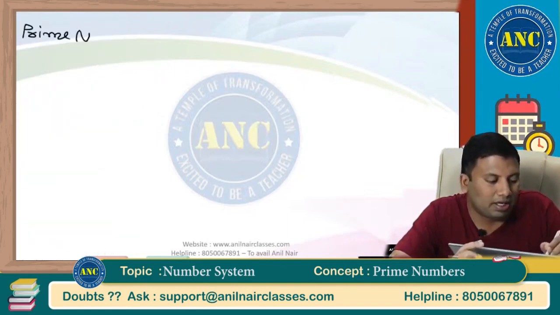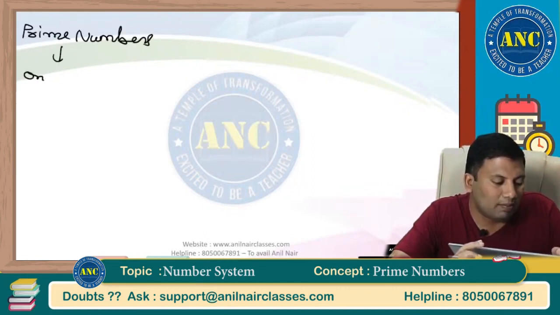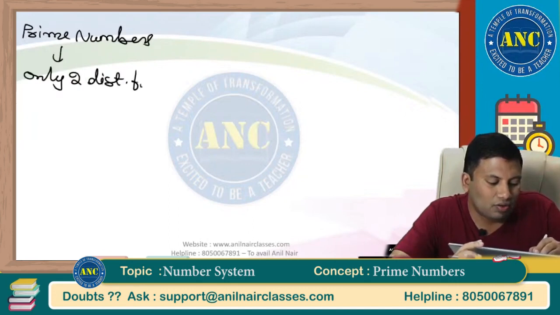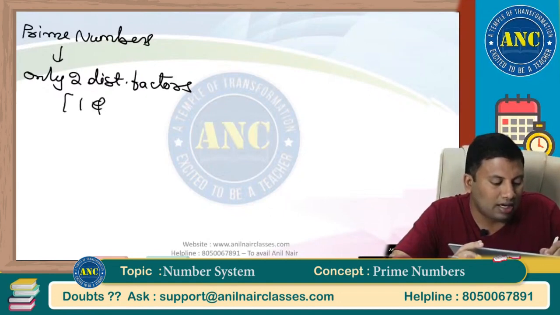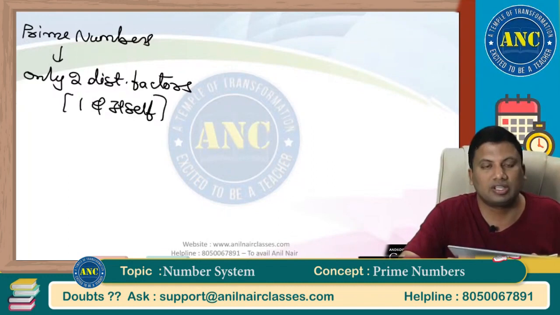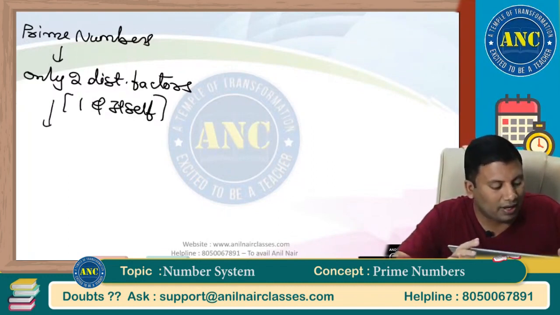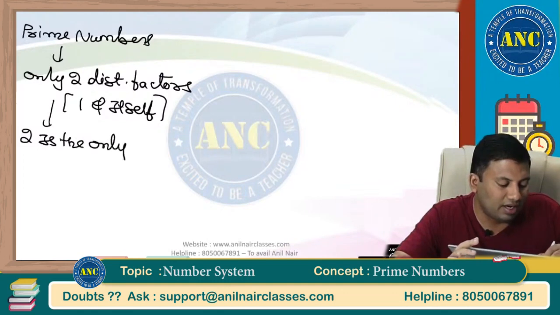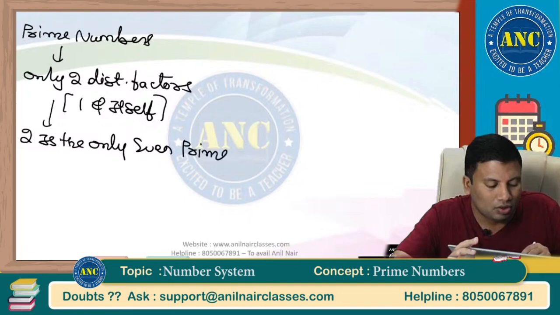What are the important key points that we discussed? A prime number is a natural number which has only 2 distinct factors, and the factors are 1 and itself. Any natural number which has only 2 distinct factors is called a prime number, and the only prime number which is even is 2. 2 is the only even prime number.